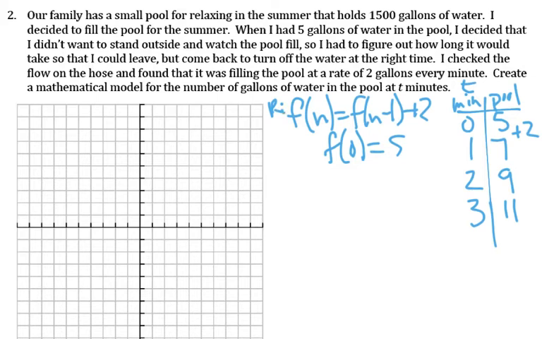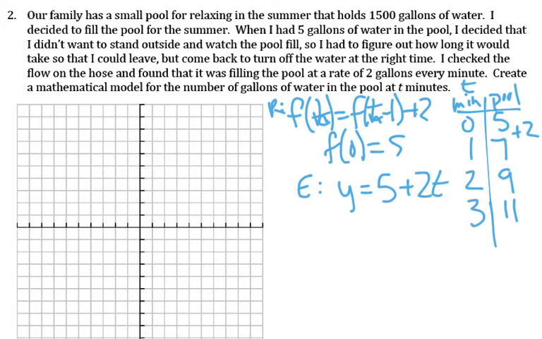Our explicit would be y equals started at 5, added 2 multiple times. Oh, t, not n, right? Dealing with t here. I guess that should be f of t and t minus 1.